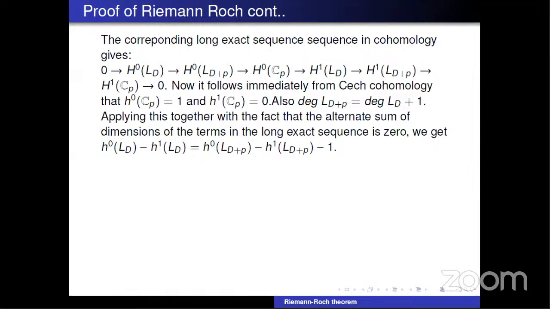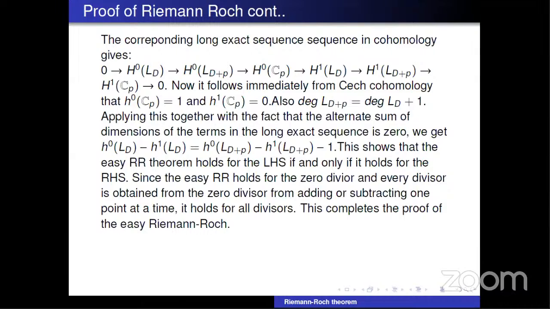Applying all this together, along with the fact that the alternate sum of dimensions of the terms in a long exact sequence is 0, we get that dimension h⁰(L_D) minus dimension h¹(L_D) is dimension h⁰(L_{D+P}) minus dimension h¹(L_{D+P}) minus 1. This is what you get when you use the fact that the alternate sum of dimensions is 0 for this 6-term long exact sequence.